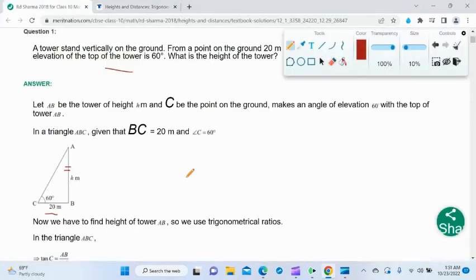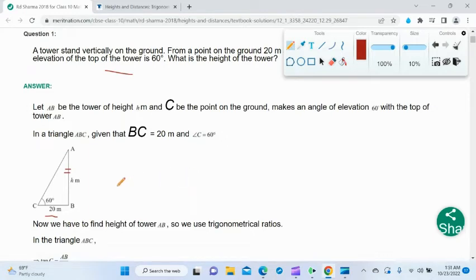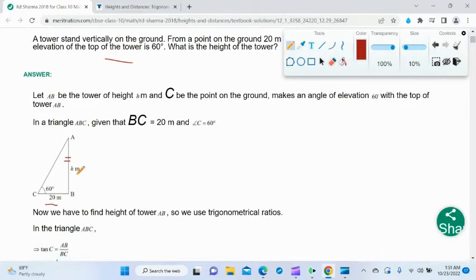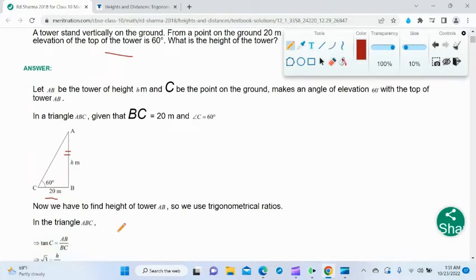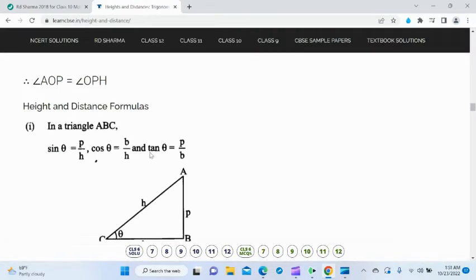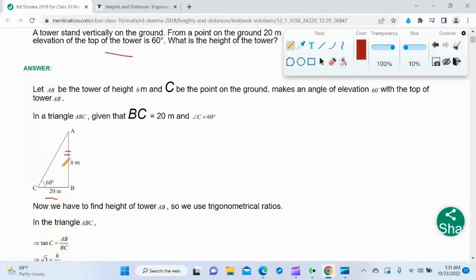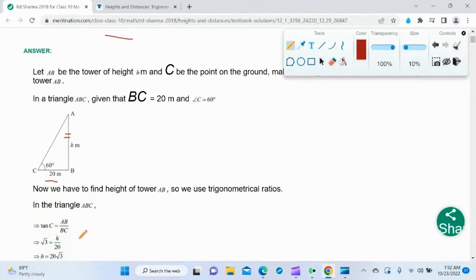Okay, so coming to the problem, what is given? We are given the base and we want the height. So what is tan theta? Tan theta is p by b, height divided by base, correct? Perpendicular by base, just remember this. So h by b, here the h is AB and the base is BC, which means tan theta equals AB by BC.